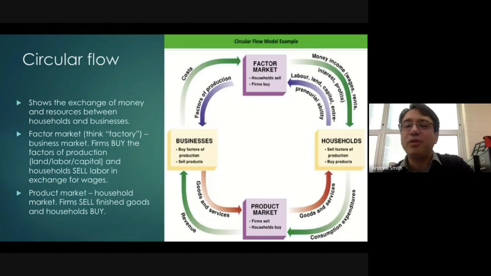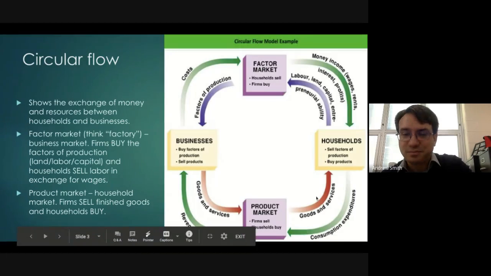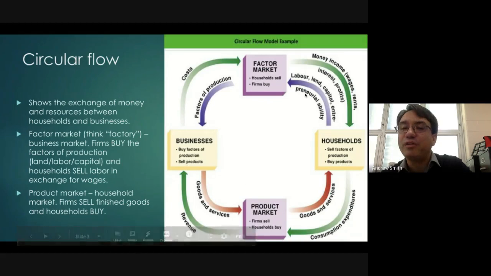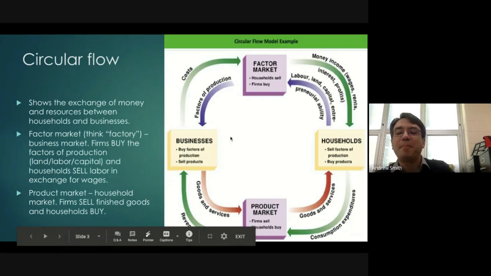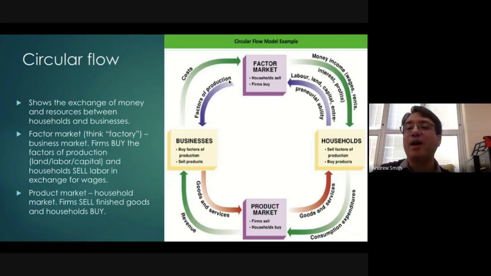So essentially then, goods and services are bought in the product market and sold in the factor market, and they're produced in the factor market. Whereas in the product market, we are the consumers of goods and services, but in the factor market, we are the sellers of our land, labor, and capital, and most notably our labor.